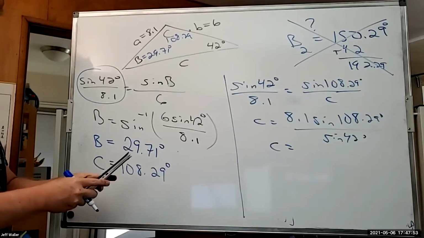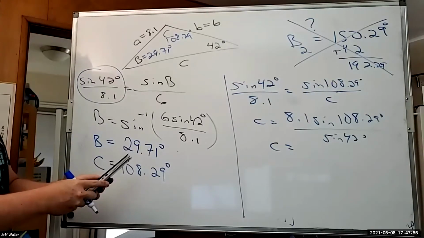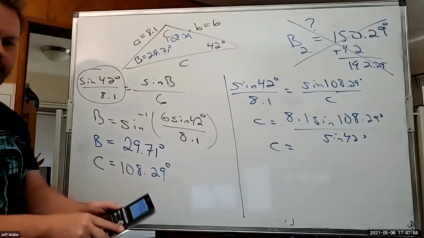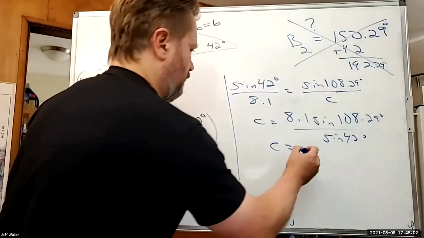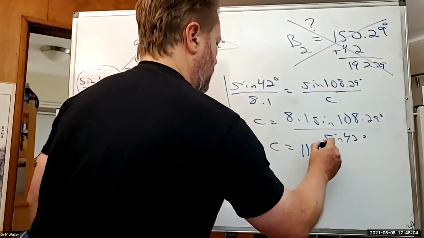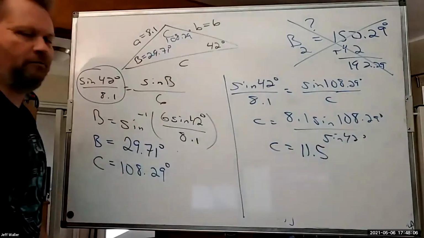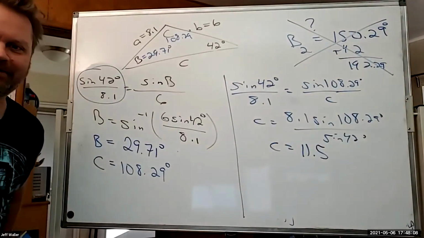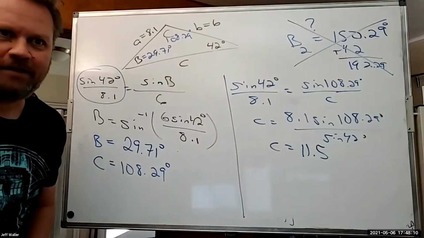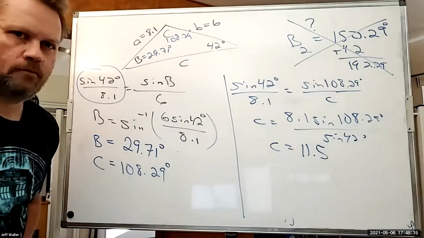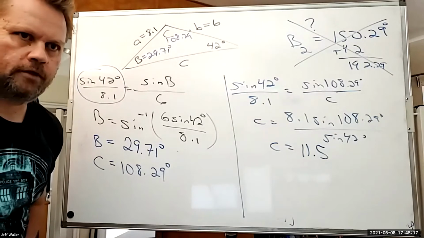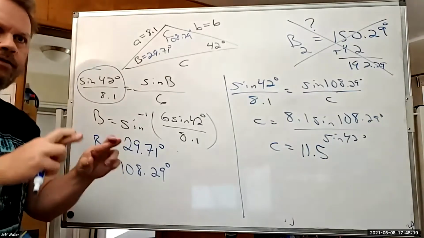Did everybody else get that same thing? Yes. Good. And say it again, what did you get? 11.51? 11.49? 11.5. All right, we'll just split the difference. People might have rounded differently. All right, I like it.